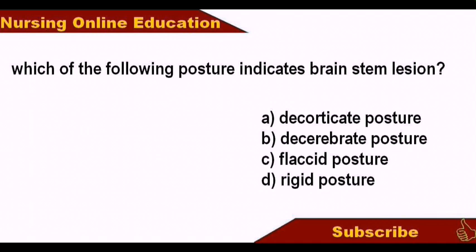So what is the difference between decorticate and decerebrate posturing? It's very important. It's a frequently asked question. In decorticate posture, there is a severe damage to the brain. That is, there will be a stiffening of the legs. That is, legs will be held out straight and fist will be clenched. Arms bent to hold the hands on the chest.